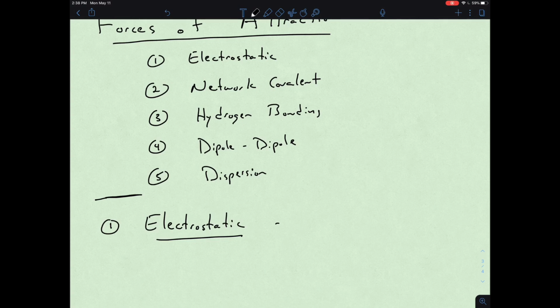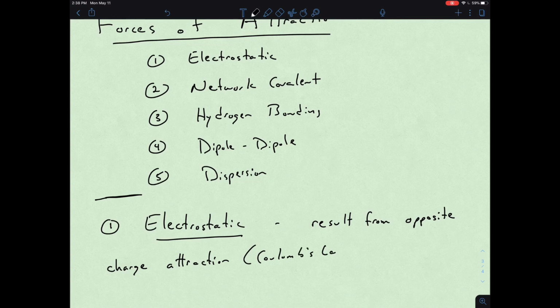So electrostatic forces basically result from opposite charge attraction. It's really looking at Coulomb's law, between basically a metal and a non-metal.